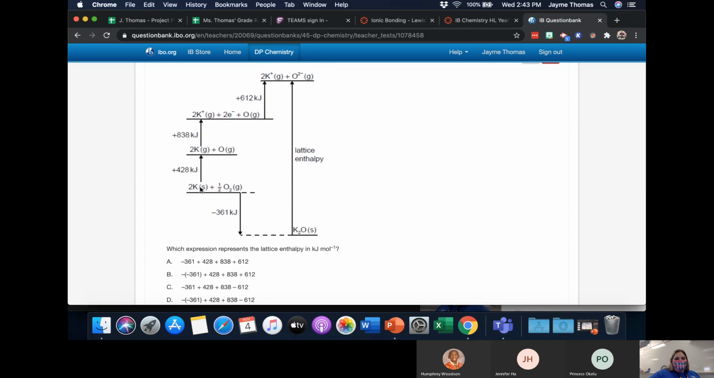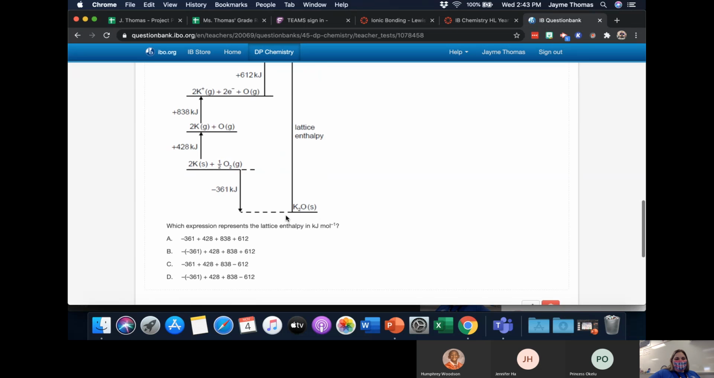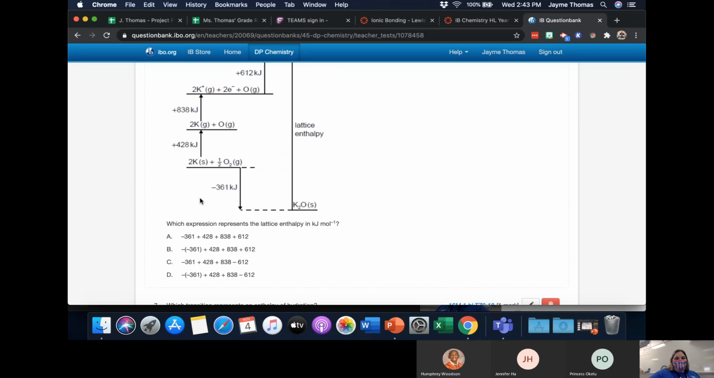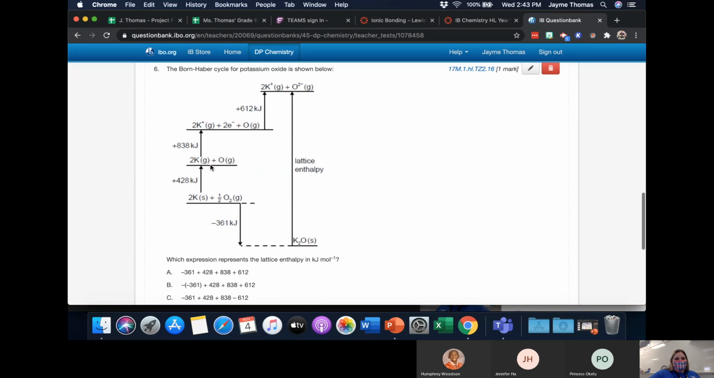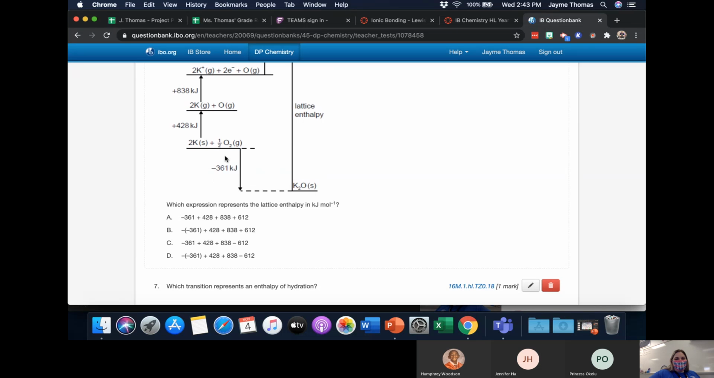So I have a positive 428. I would then add another positive 838. Then I would add a positive 612. I'm still going up. They're all positive. But then for this one, see how it's negative, but it's pointing this direction, right? So since it's pointing this direction, it's negative, it's going the opposite of the way the lattice enthalpy is pointing. And so I subtract this negative number because it's pointing the opposite direction of all the other ones. So as I go up, I'm adding. And then when I go this way, I'm subtracting, but I'm subtracting a negative number.